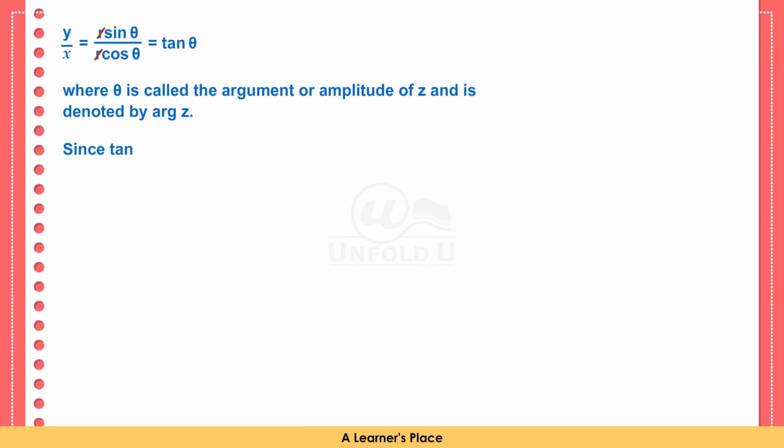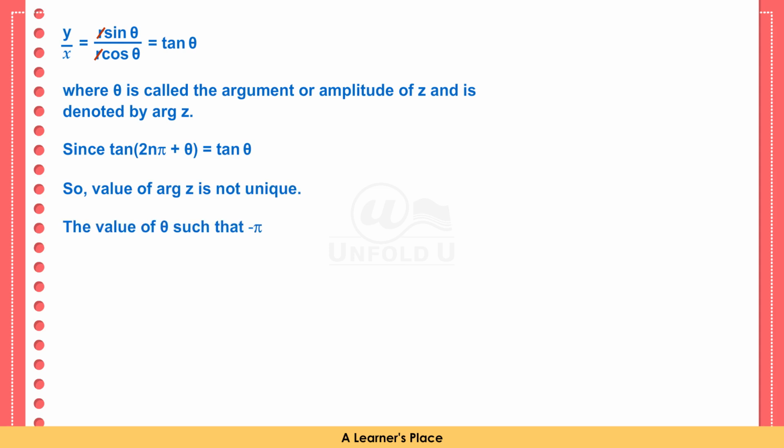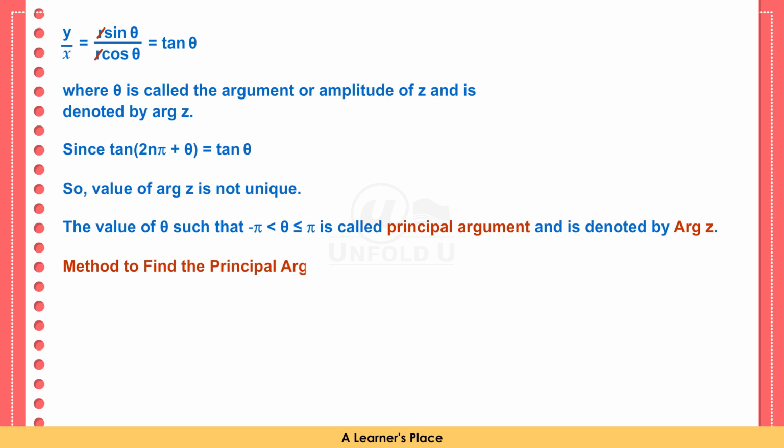Since tan of 2n pi plus theta is equal to tan theta, the value of the argument of z is not unique. The value of theta such that minus pi is less than theta is less than or equal to pi is called the principal argument and is denoted by Arg(z). Method to find the principal argument.